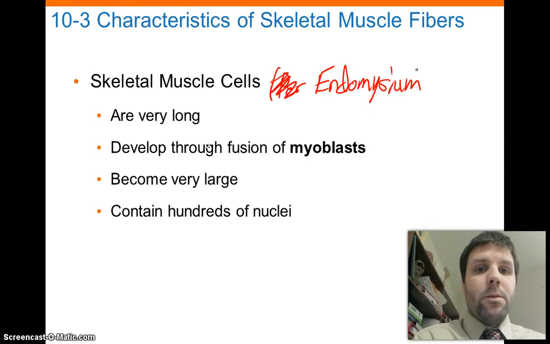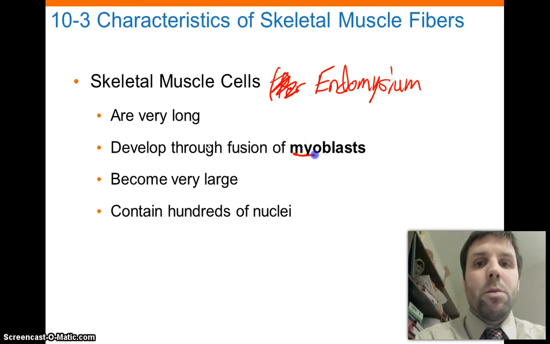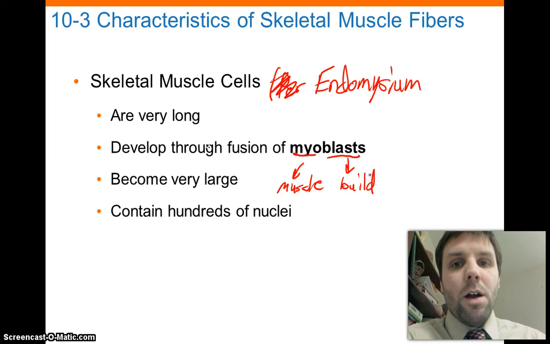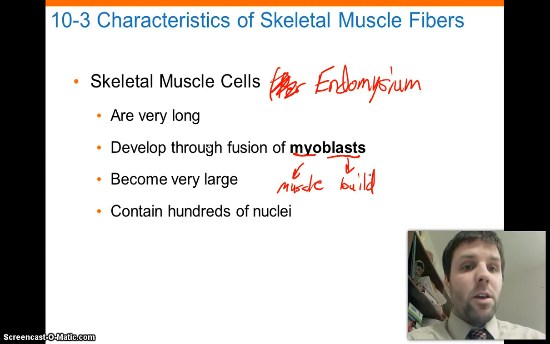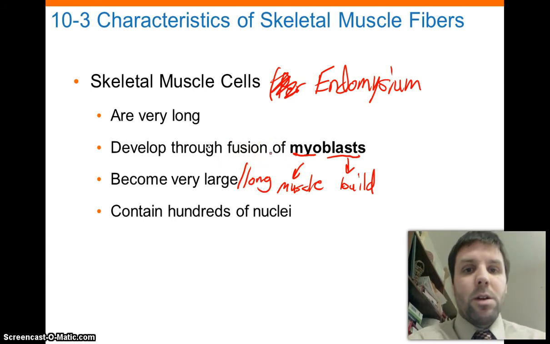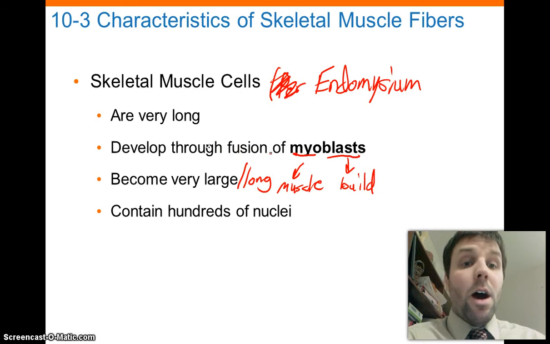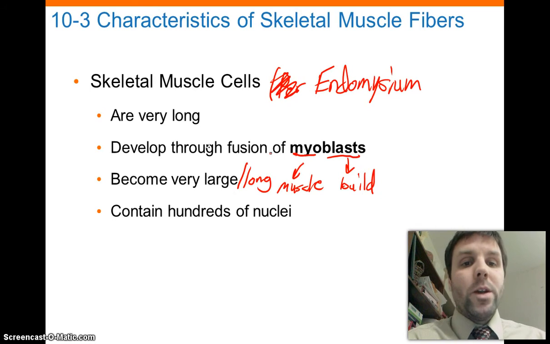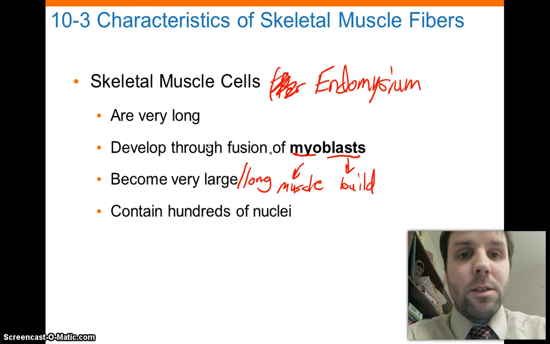You can see here they develop through fusion of myoblasts. Just break that word apart. I know it's new. Myo referring to muscle. Blast referring to build, just like we saw last chapter with the skeletal system, dealing with osteoblasts. These cells become very large, very long, very elongated eventually over time through fusion of these myoblasts, putting them all together as you'll see on this next slide. And therefore, when they contain each of these nuclei and they fuse together, you end up with something that is multinucleate.